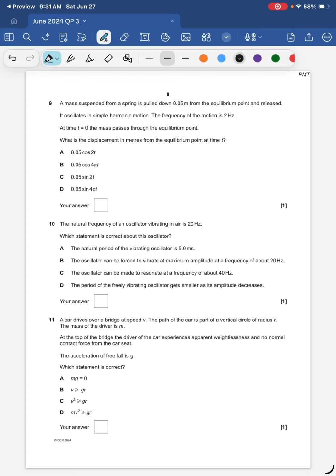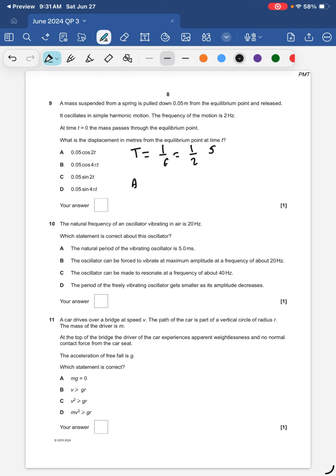A mass suspended from a spring is pulled down 0.05 meters from the equilibrium point and released. It oscillates in simple harmonic motion. The frequency of the motion is 2 Hz. At time t equal to 0, the mass passes through the equilibrium point. What is the displacement in meters from the equilibrium point at time t? So, first of all, we need to find the period. So the period is 1 over the frequency, so 1 over 2 seconds.